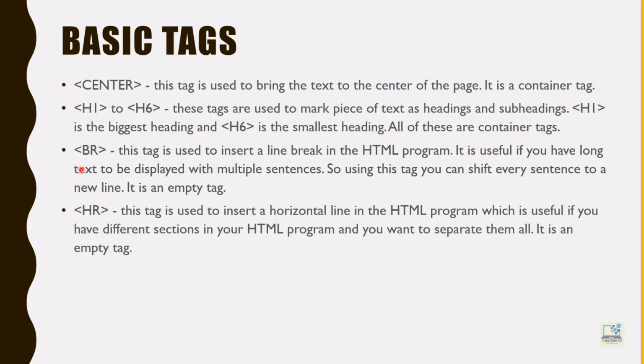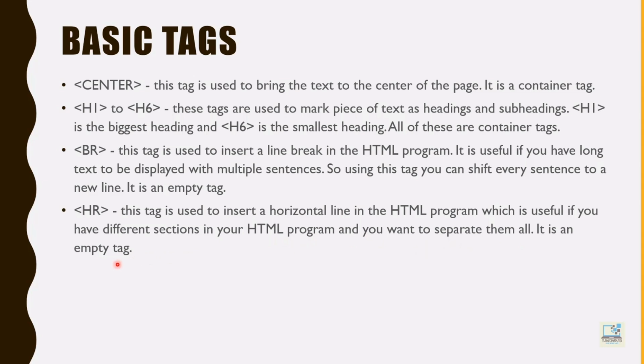BR tag. This tag is used to insert a line break in the HTML program. It is useful if you have long text to be displayed with multiple sentences. So using this tag, you can shift every sentence to a new line. It is an empty tag. HR tag. This tag is used to insert a horizontal line in the HTML program, which is useful if you have different sections in your HTML program and you want to separate them all. It is an empty tag.